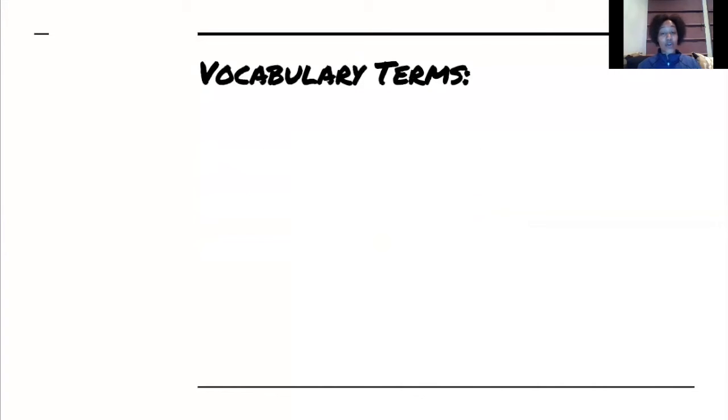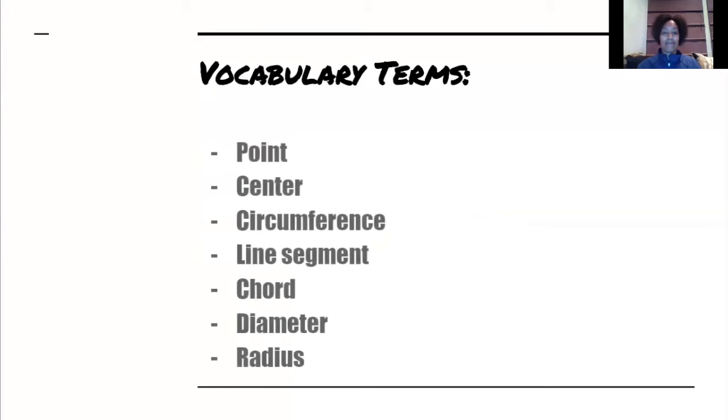Well, let's get started with reviewing vocabulary terms that you learned on day one. Here are a few of the vocabulary terms that we're going to review today: point, center, circumference, line segment, chord, diameter, and radius. Do you recall those vocabulary words from yesterday? I know you do. Let's give a description of each of those and relate it to the circle.